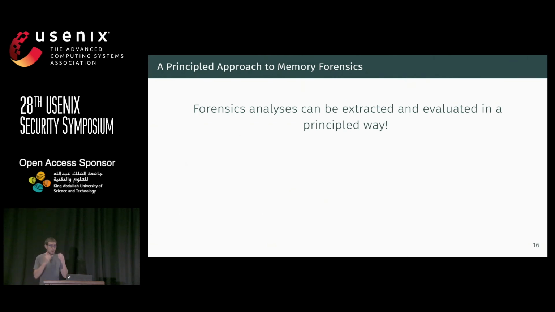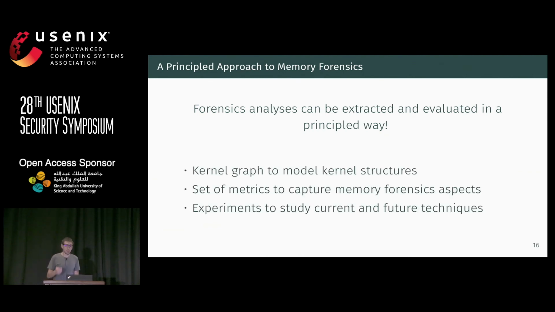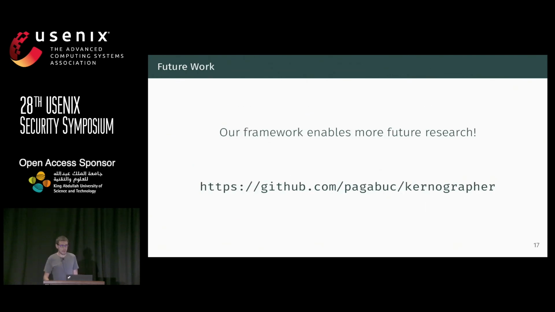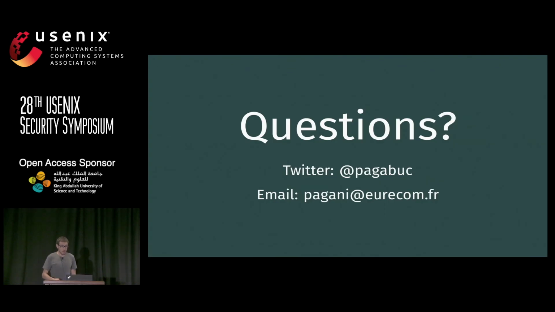So just to wrap it up, I hope I was able to convince you that forensic analysis can be and should be extracted and evaluated in a more principled way. To do so, we created a kernel graph that models kernel structures, that models how these structures are connected. We also defined and proposed a set of metrics that captures different aspects of memory forensics. And finally, we showed that our framework can be used to study current and future memory forensic techniques. So I really think that there is more research that can be done with this framework. So we are releasing all the tools, all the source code, and all the artifacts that were produced during this work at this address. Sorry if I went a little bit too fast. Thank you very much for your attention. If you have any questions, I will be happy to take them.